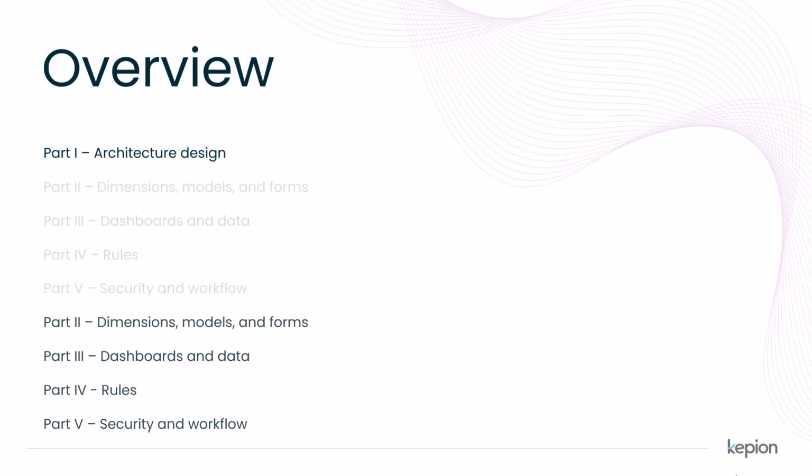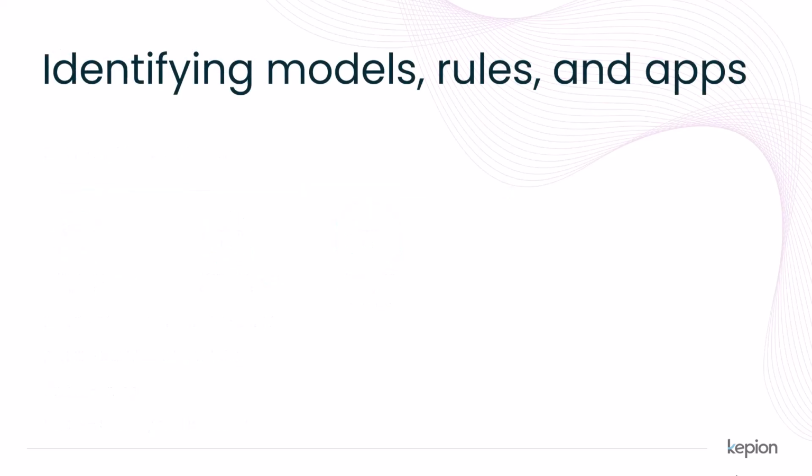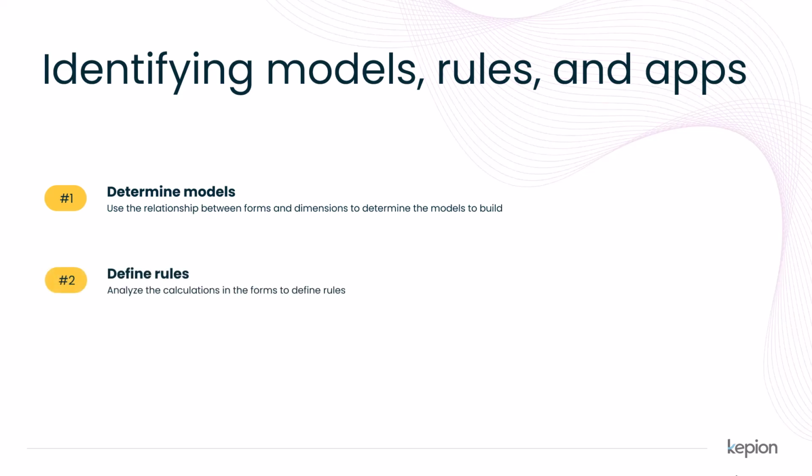In this session, we'll walk through the final 3 steps of our architecture design process, identifying our models, rules, and apps. We'll begin by looking at the relationships between our forms and dimensions to determine how many models to build. Then we'll analyze the calculations and the forms to define the rules we'll need to configure. And lastly, we'll determine the scope of our application and the number of apps we'll need to build.